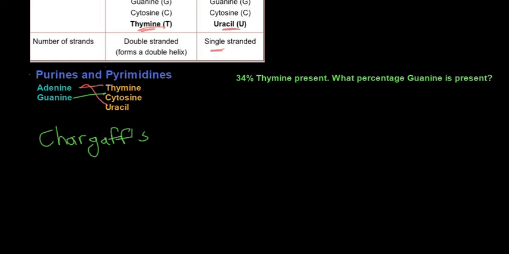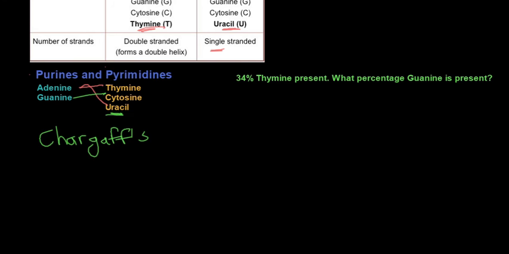So there is a link in the description tab that will explain that rule just a bit better, but once again, you don't need to know about that rule. You just need to know that adenine will either bond with thymine in DNA, or if it's RNA with uracil, and guanine will always go with cytosine.